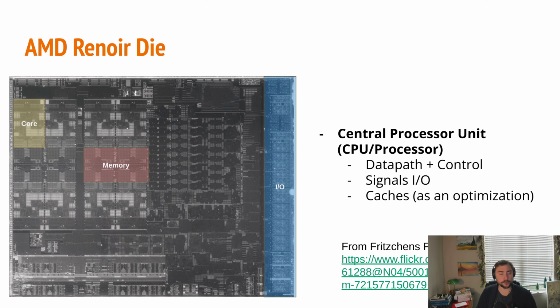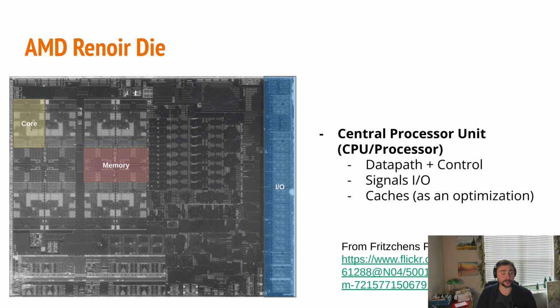Now, this is what a modern CPU, or central processing unit, looks like. This is an AMD Renoir die that I've partially annotated here. Our CPU typically includes our data path and our control, and is responsible for signaling and interacting with our I/O. But oftentimes it also includes part of our memory hierarchy, so things like caches as an optimization. If we look at our die on the left-hand side of the screen, highlighted in yellow is going to be our core, and this is going to include our data path and our control. So things like our branch predictor, our fetch and our decode logic for our instructions will live in our core, as well as things like our floating point and integer execution units.